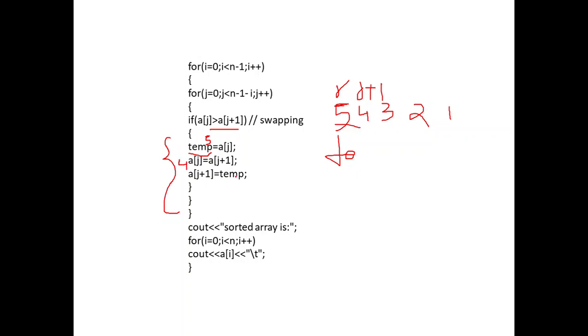Now a of j plus 1 equal to temp. That means whatever is on the right side, its value is stored in this. That means the temp value, which is 5, is stored in a of j plus 1. In the previous case, it was j 5, j plus 1 4. But while using the algorithm with an extra variable, now the a of j becomes 4 and a of j plus 1 becomes 5. So that is the swapping algorithm, and we have to see the output.